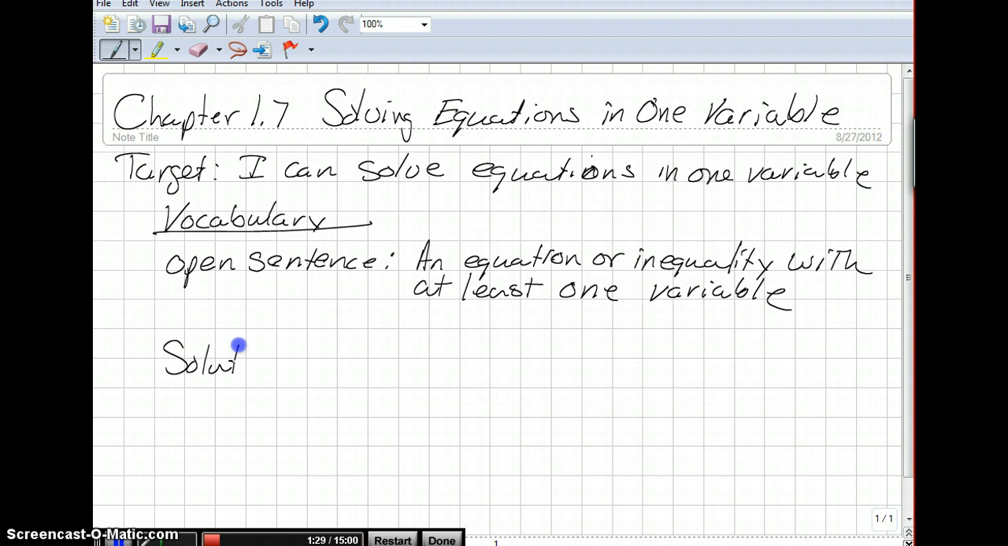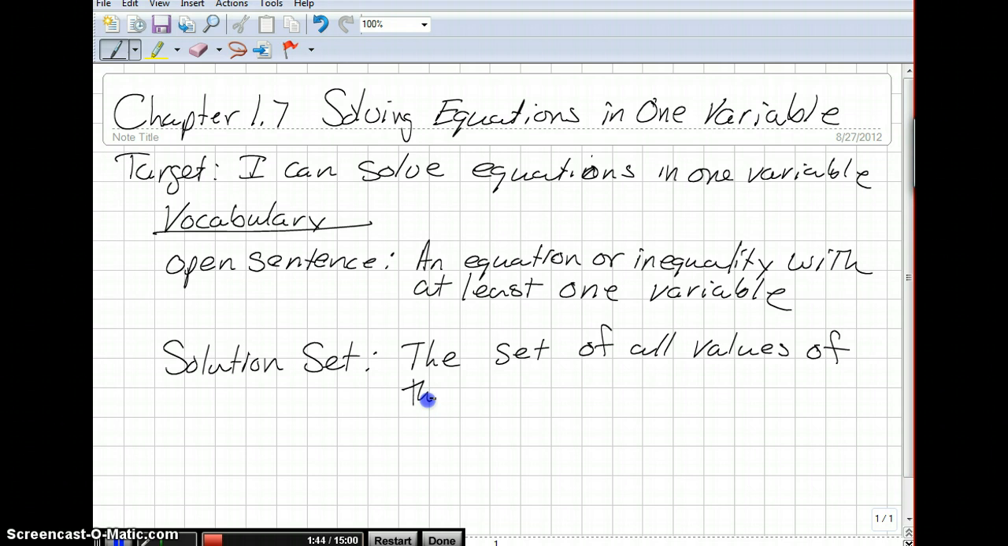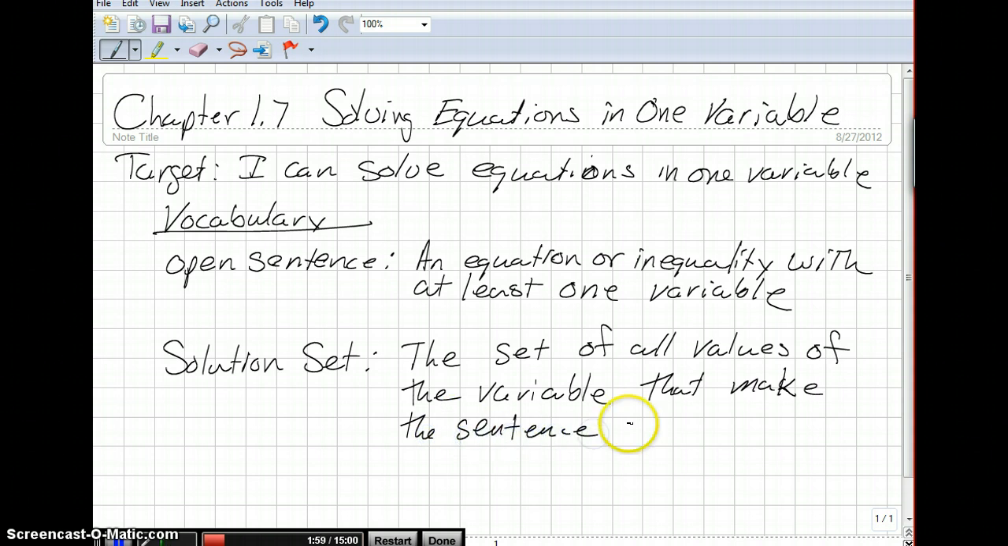Solution set. Is the set of all values of the variable that make the sentence true.